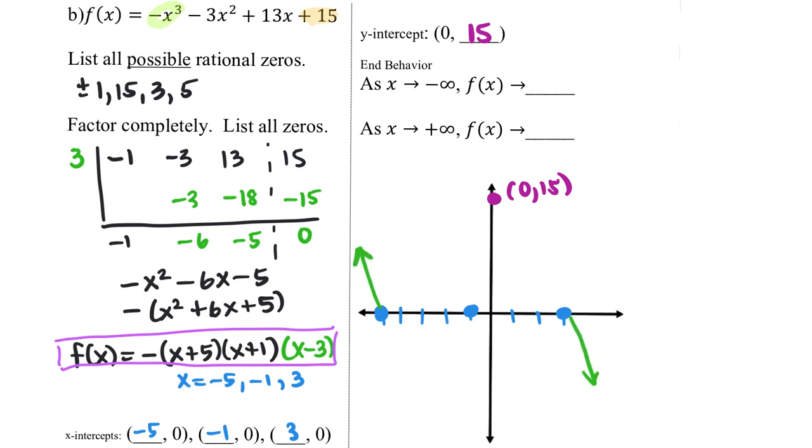Okay, let me fill in the blanks. As x approaches negative infinity, meaning on the left, this is going up. As x approaches positive infinity, meaning on the right, the graph is going down.